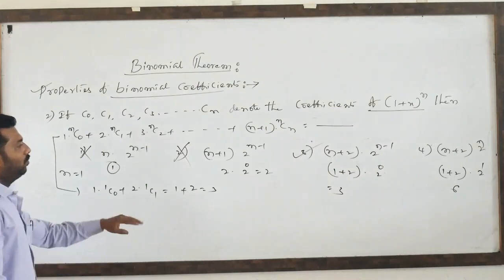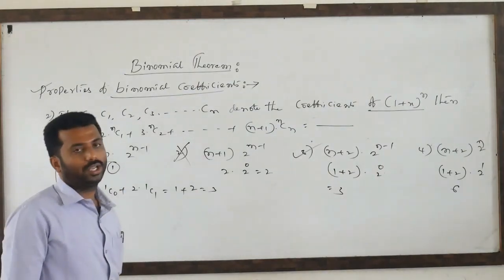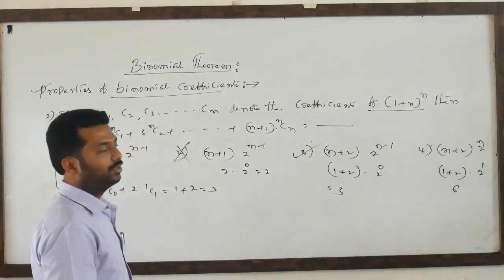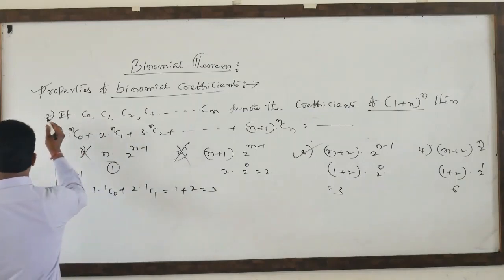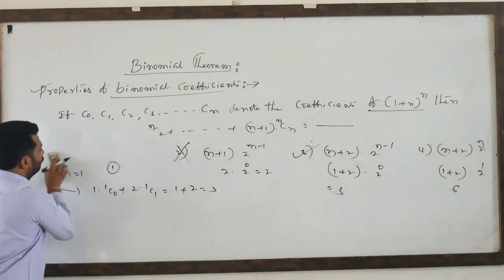If more than one option is satisfied like that, you take n equal to 2. Again, if 2 options are satisfied, take n equal to 3. Like the previous problem we solved just now, we have to answer like that. Next, question number 3 we will see.